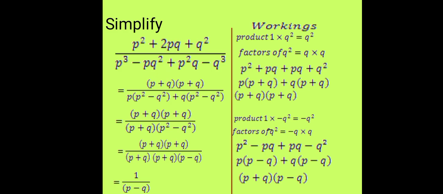Simplify. To simplify this equation, we have to factorize the numerator and the denominator. See my working alongside factorize the numerator and the denominator. After factorizing, the numbers cancel out comfortably so that we remain with 1 all over p minus q.